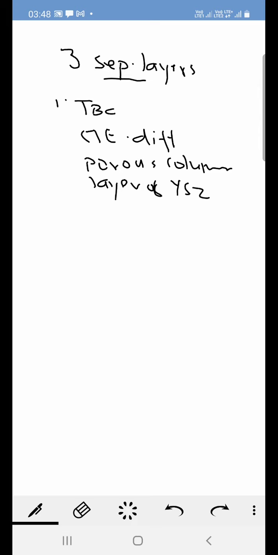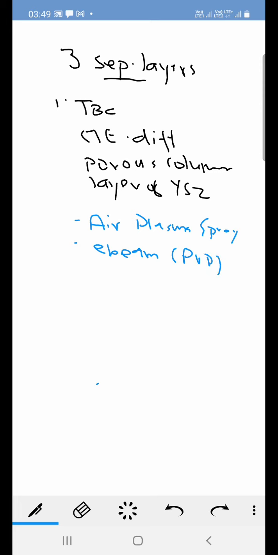Now the deposition of this layer is usually done either by air plasma spray or it can also be done by electron beam evaporation, which is a PVD technique, physical vapor deposition technique. So the first layer is the TBC.